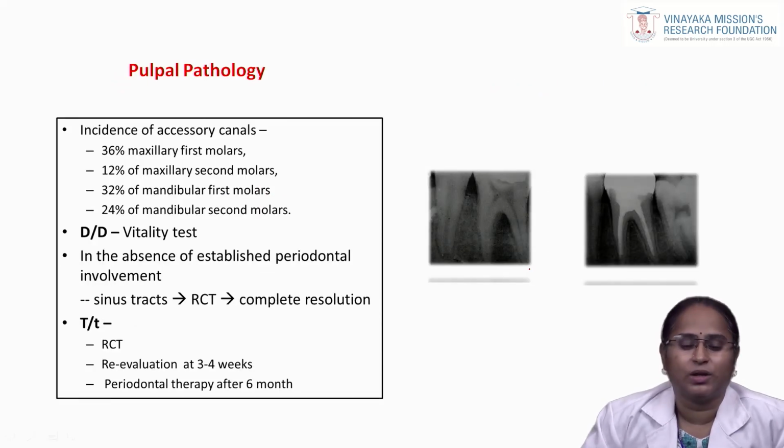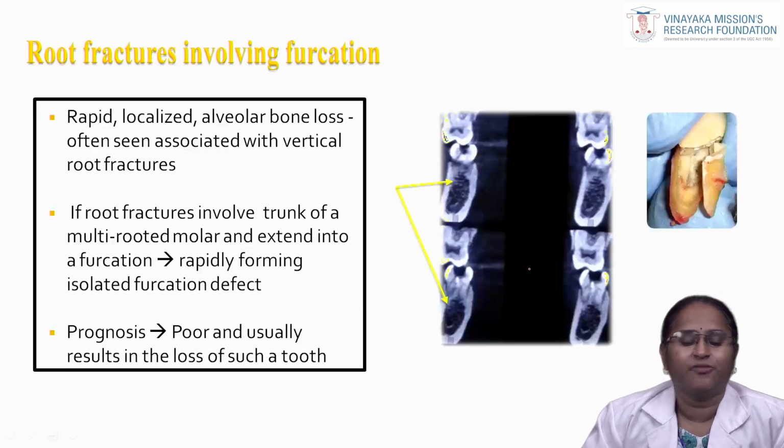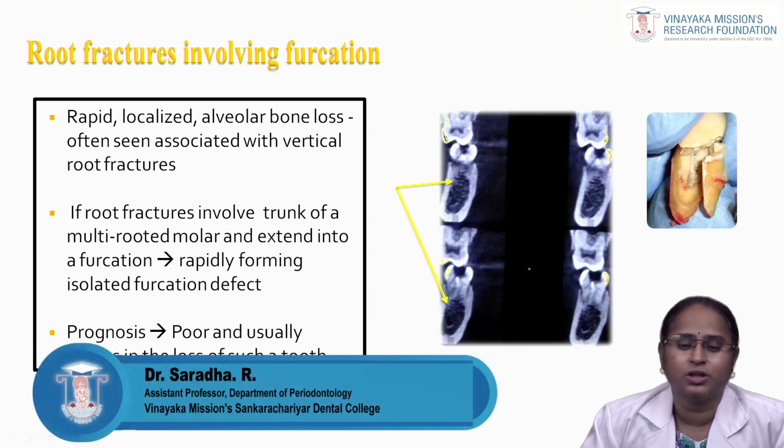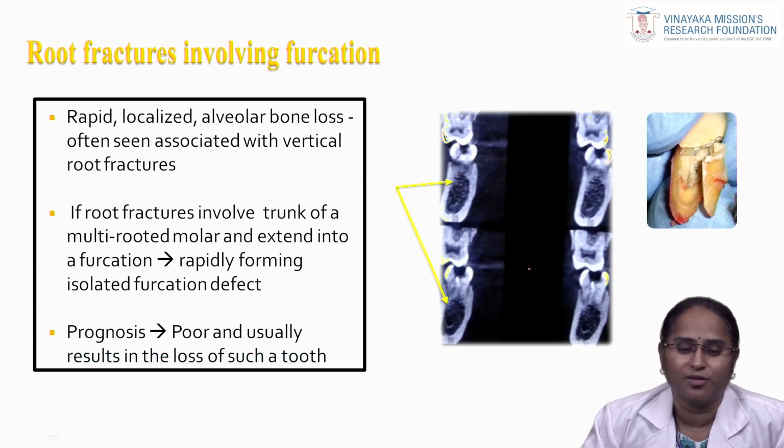And pulpal pathology: in the case of accessory canals, in the absence of established periodontal involvement, or incomplete resolution of the endodontic lesion, it leads to involvement of the furcation area. And other factors include root fractures. Root fractures which involve the furcation also show rapid localized alveolar bone loss.